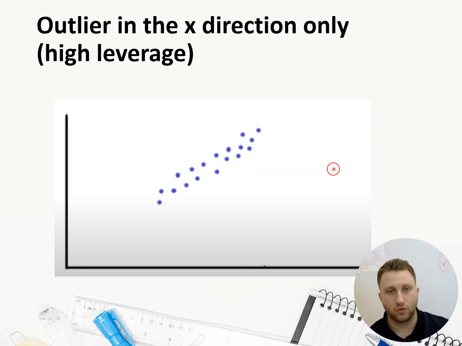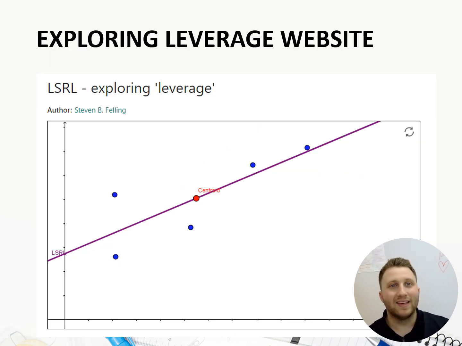This is the website that we use, and I will happily send this link to anyone who wants it, where you can actually use points that you can rearrange as you see fit in order to explore how the least squares regression line responds to those changes. And you'll see that it always, no matter what you do, passes through the centroid.